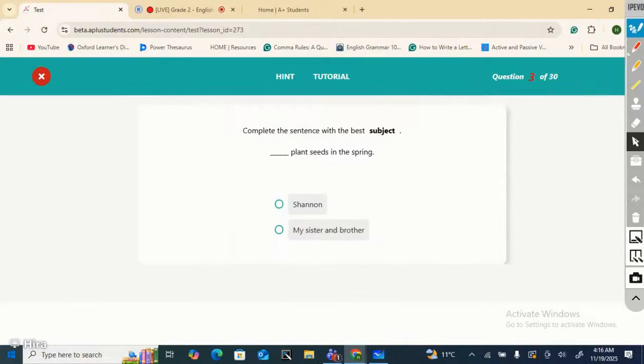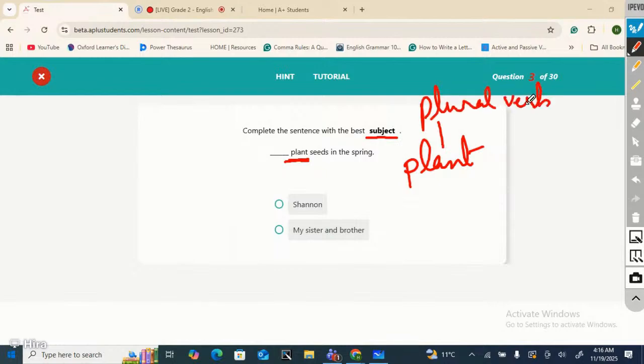Now complete the sentence with the best subject. This time we need to choose the subject. Okay, if you have to choose the subject, look at the verb. The verb is plant. Who plants seeds in the spring? Now, plant is a verb which does not end in s or es. It means it's a plural verb.